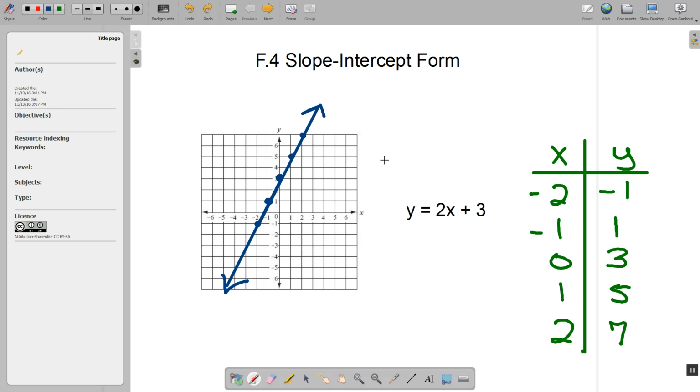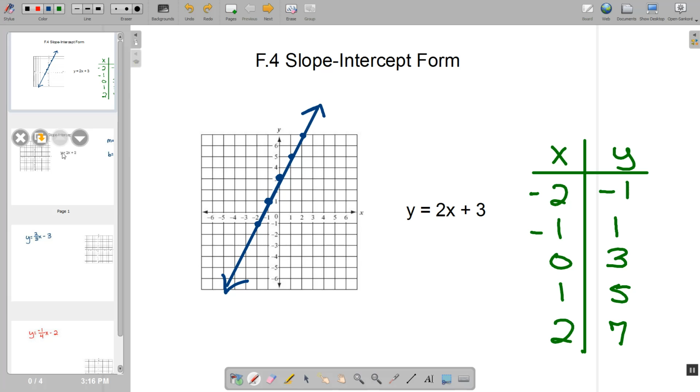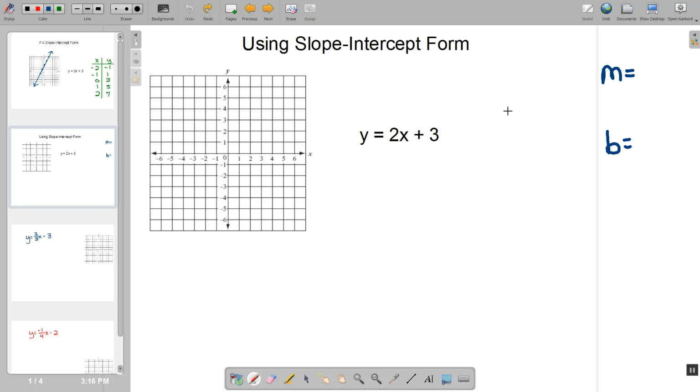It's not an incorrect process, but it is a little slow. So the goal of slope-intercept form is to do the exact same process that we just did, but much faster. So what we're going to do is take this same line and graph it using slope-intercept form. And this is the most important thing that you have to write down about slope-intercept form.